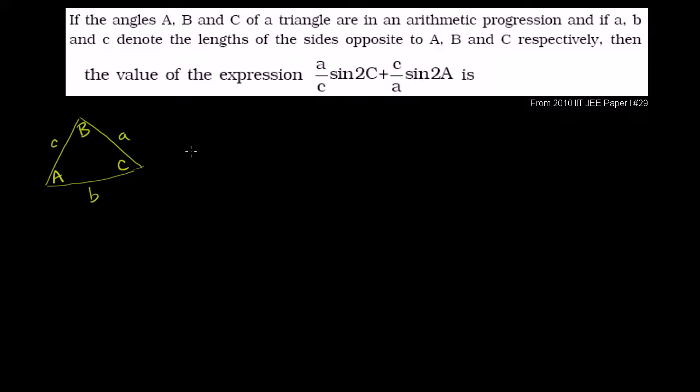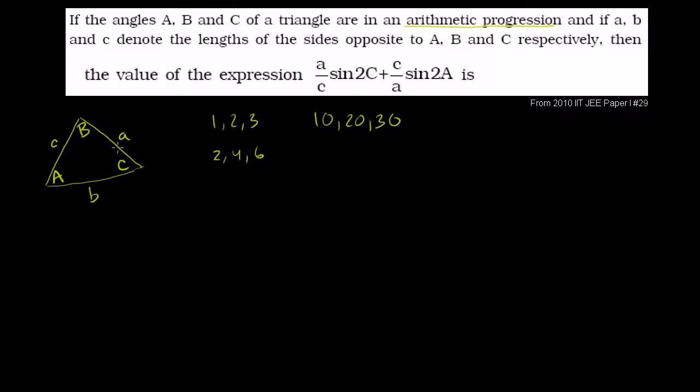Now, the first piece of information they tell us is that the angles capital A, capital B, and capital C of the triangle are in arithmetic progression. Very fancy word, but an arithmetic progression is a series of numbers that are separated by the same amount. So 1, 2, 3, that's an arithmetic progression. 2, 4, 6, separated by 2 every time. 10, 20, 30. These are all arithmetic progressions.